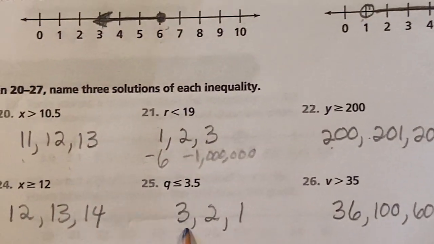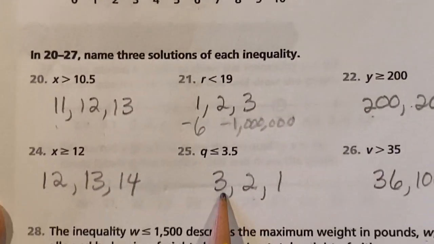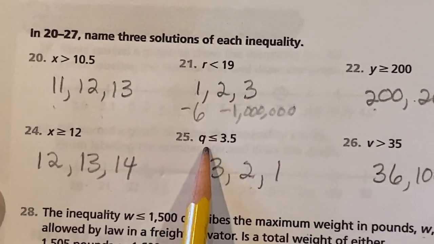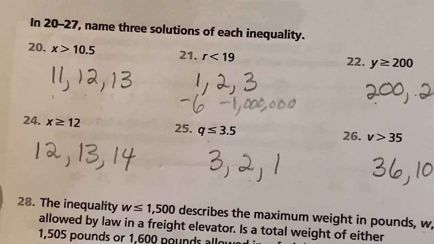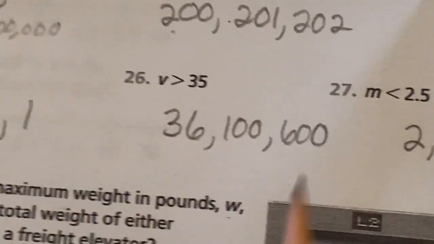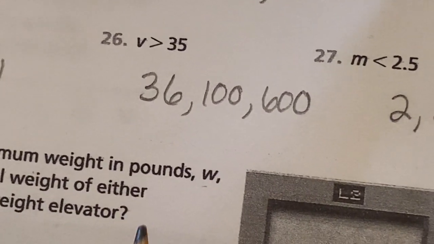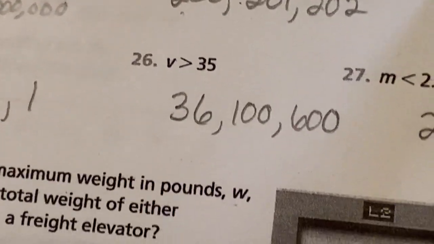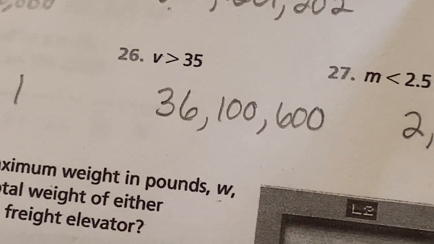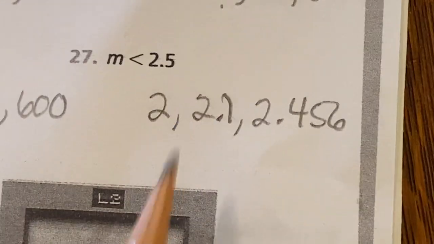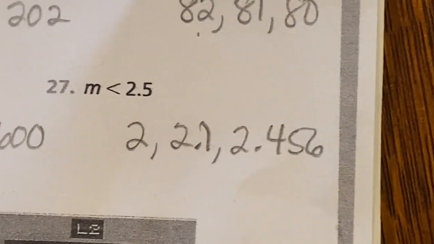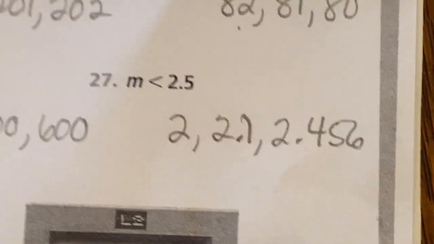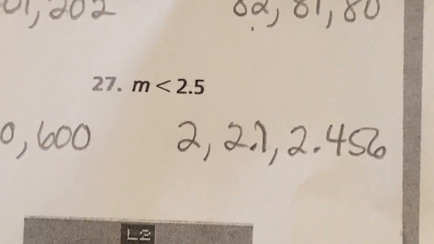Number 25, I put 3, 2, 1 because all of those are less than 3.5. I could also put 3.5 because it is less than or equal to. Number 26, anything that's greater than 35, including 35.5, 35.125, 27, 4 million, anything that's greater than 35. Number 27, anything that's less than 2 5/10. So 2, 2.1, 2.456, anything that's less than 2.5, including negatives.